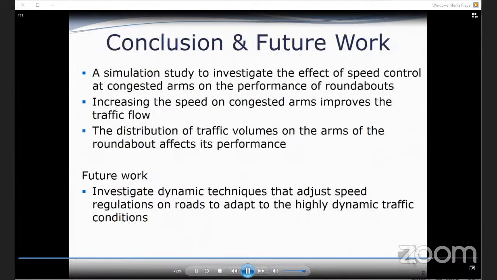To conclude, in this paper we presented a simulation study to investigate the effect of speed control at congested arms on the performance of roundabouts. Our results indicate that increasing the speed on the roundabout's congested arms by a certain threshold helps improve the traffic flow and minimizes the travel time. Moreover, the results show that the distribution of traffic volumes on the arms of the roundabouts affects its performance. Our future work includes investigating dynamic techniques that adjust the speed regulations on roads to adapt to the highly dynamic traffic conditions.